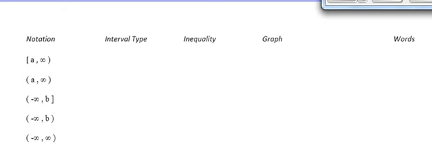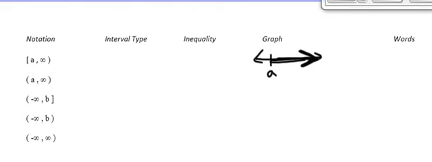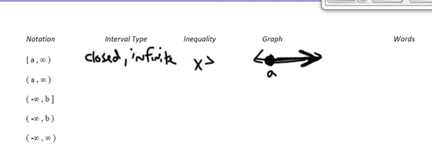The easiest place to start with this is the graph, because when I look at the graph of this, I start at a, but then I go to infinity, and a is included because it has a bracket by it. The interval type then is closed because we're closed at a, but then it's infinite off to the right hand side. The inequality, we're looking at all the numbers that are bigger than or equal to a.